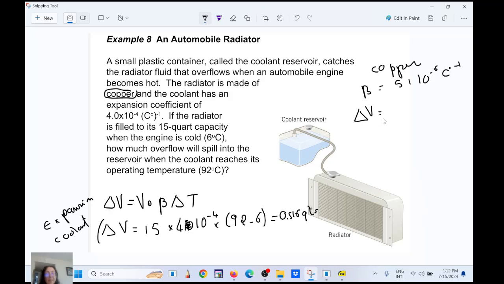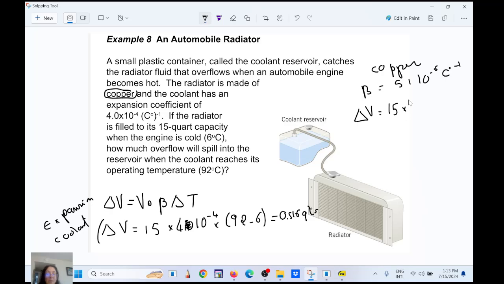So delta V will be initial. So the cavity, right? The cavity will expand. That's the idea. The same way the hole expands, a ring expands in 3 dimensions, the cavity will also expand. So let's see by how much the cavity inside will expand. So initial is 15 quarts. That's the volume of your cavity, which is the volume of some of the liquid before it's overflowing.